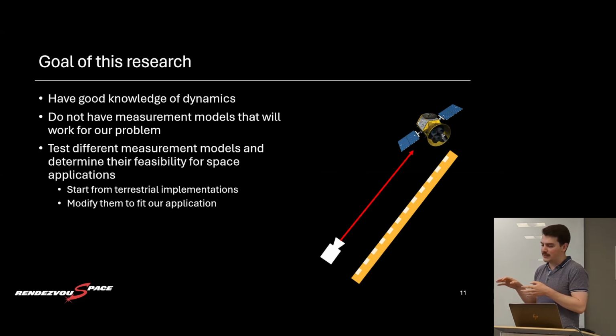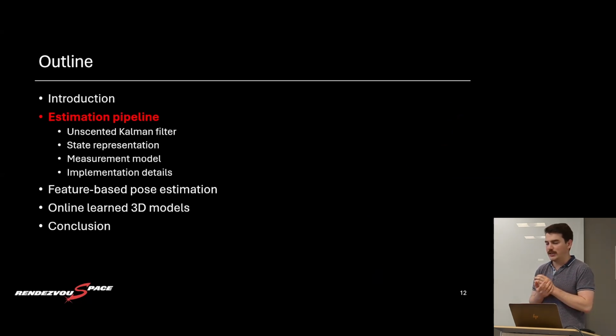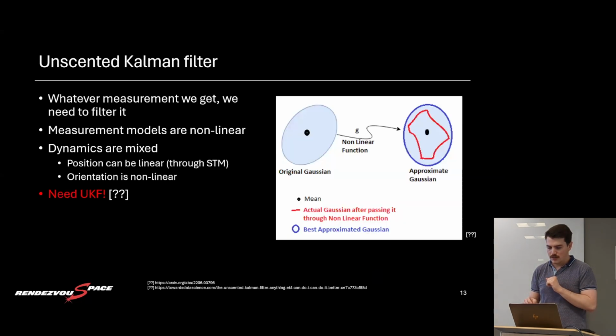So we're going to take a quick aside to talk about how I will be testing these measurement models through the estimation pipeline that I mentioned at the beginning. This estimation pipeline is mostly just a Kalman filter, and so we'll talk about the dynamics and some details there. So why do we need an estimation pipeline at all?